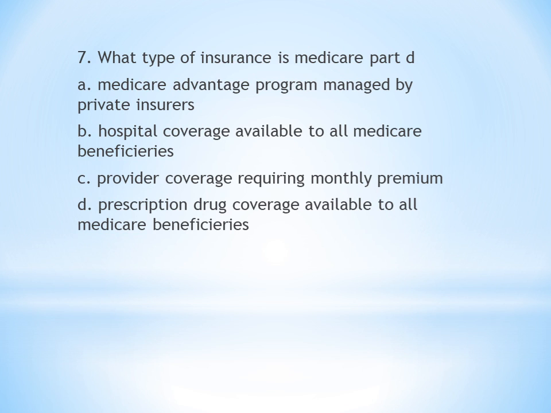Right? Medicare is composed of four parts: Part A, Part B, Part C, Part D. Of which, Part D covers what? A. Medicare Advantage program managed by private insurance. B. Hospital coverage available to all Medicare beneficiaries. C. Provider coverage requiring monthly premium. D. Prescription drug coverage available to Medicare beneficiaries.